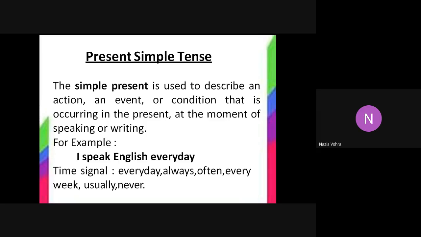So we have a time signal where they might say every day, always, often, every week, usually, or never. These are all signals that will tell you this is a simple tense, if an activity is something which is very regular. Clear? Yes, ma'am. Okay.